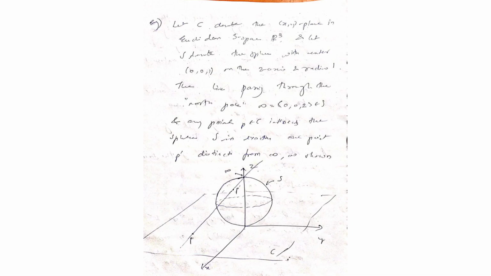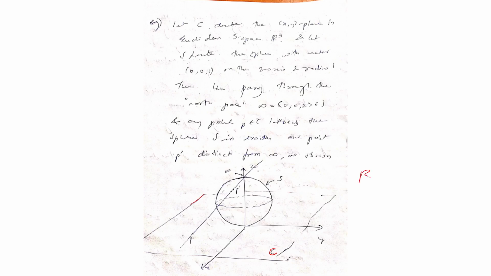You may be familiar with this, in complex analysis. Here also compactification works. Let us denote the xy plane in the Euclidean three space R3. So this is the xy plane, and we are denoting it with C, in the three space R3.